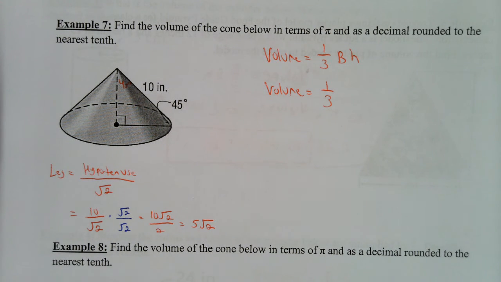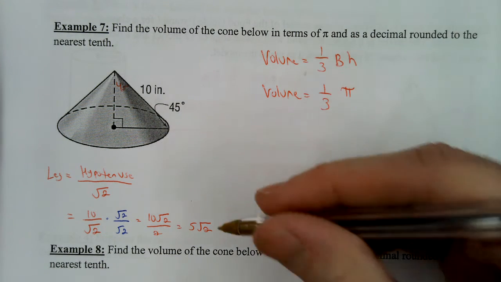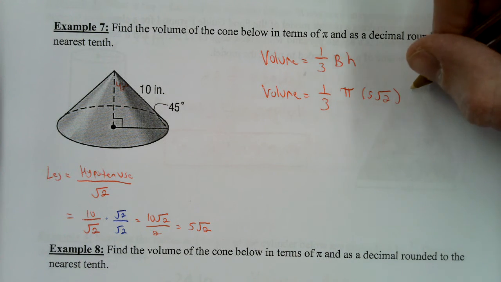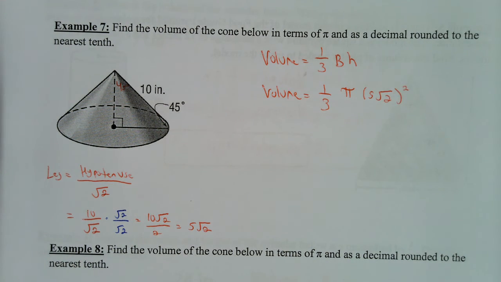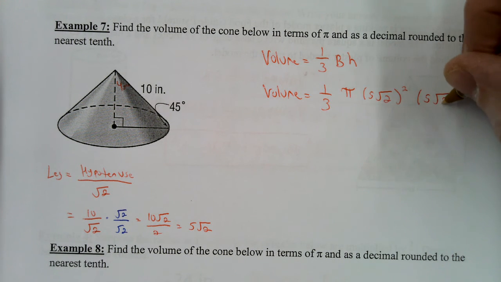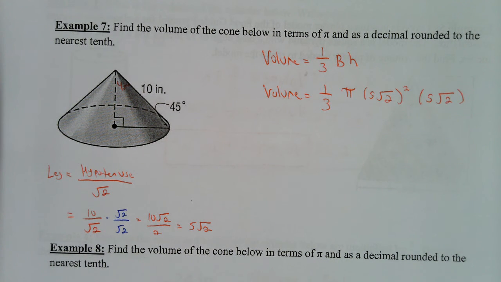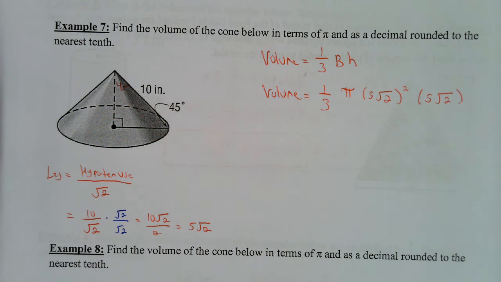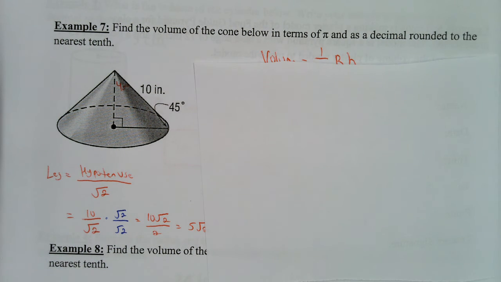So the base is a circle. So 1/3 times pi times the radius, which is 5 square root of 2, squared, times the height, which is also 5 square root of 2. Let's take care of this. 5 square root of 2 times 5 square root of 2. That might be a little confusing. Do it on a piece of paper over here.